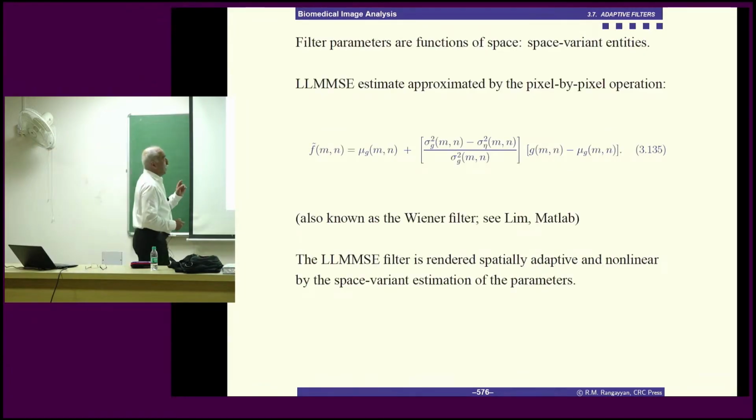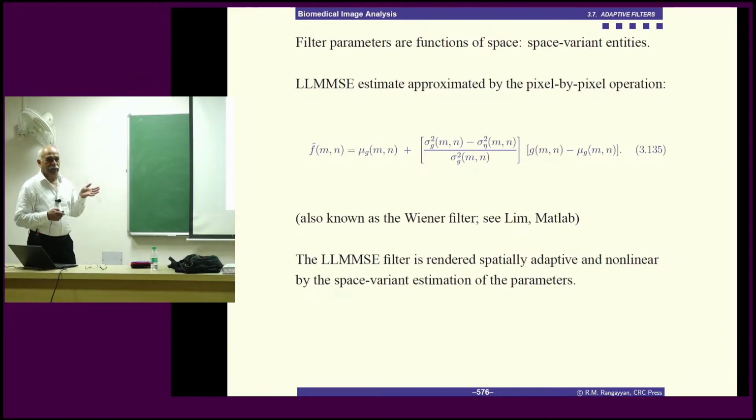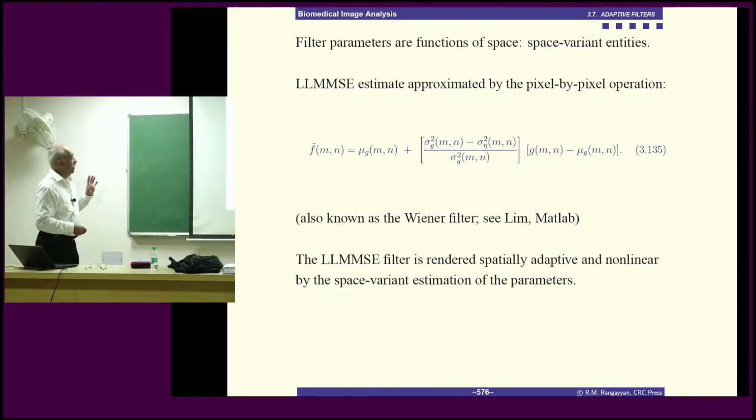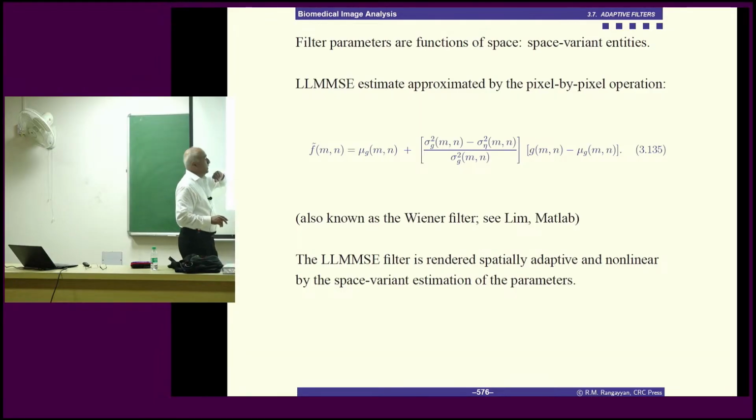The filter parameters are functions of space. They are space variant. So it is an adaptive filter that is space variant, and hence you cannot go to the frequency domain. So now F tilde is mu g plus sigma square g minus sigma square eta, divided by sigma square g, times g minus mu g. All functions of Mn. So this is also known as the Wiener filter or local Wiener filter. It looks like the Wiener filter, but it varies with the indices Mn. It is locally adaptive.